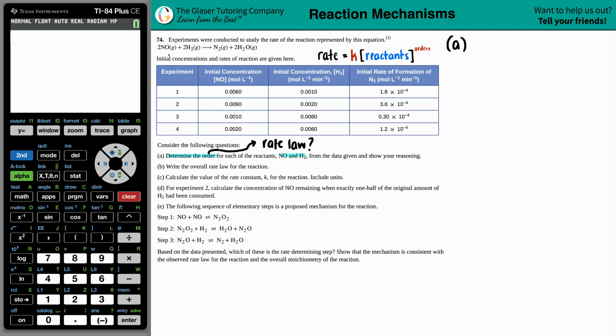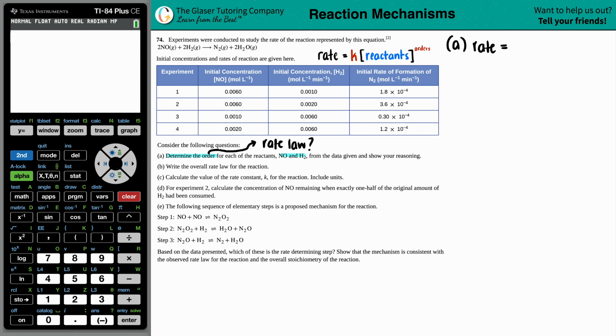Now, we can't just assume that we're going to take them as the coefficients because we said that we can't assume that this is just one step. Could be multiple steps crunched together. That's why we've got to use the chart. In this case, we're going to write the general rate law that we can write now. So in this case, we have a rate.